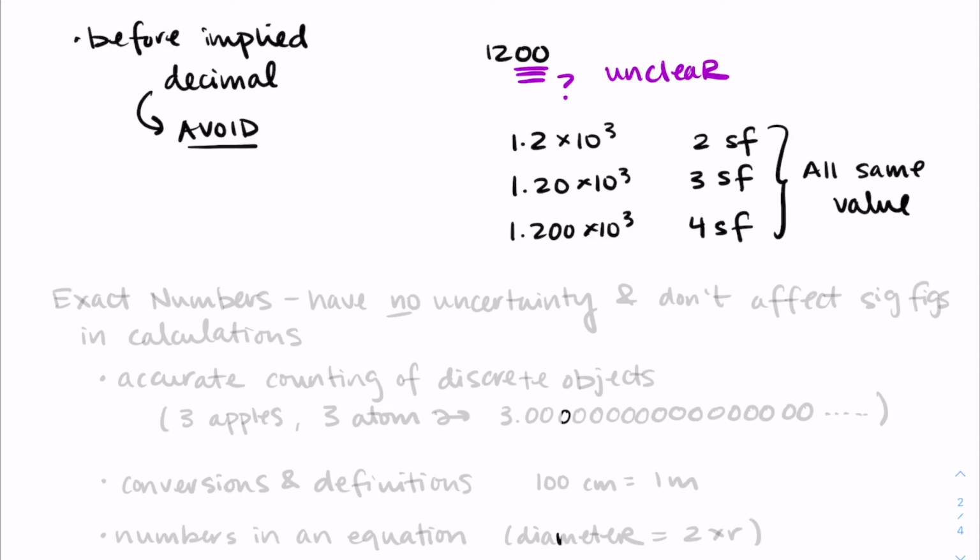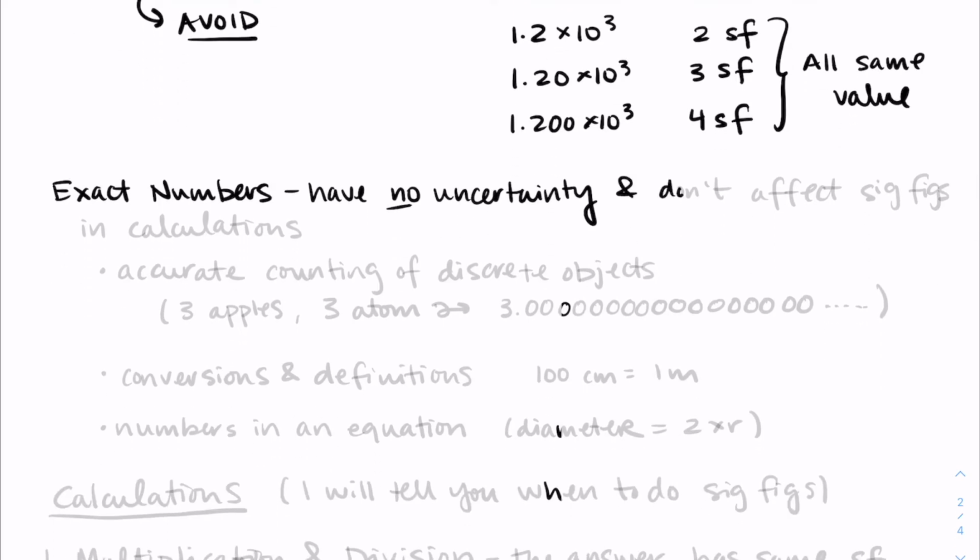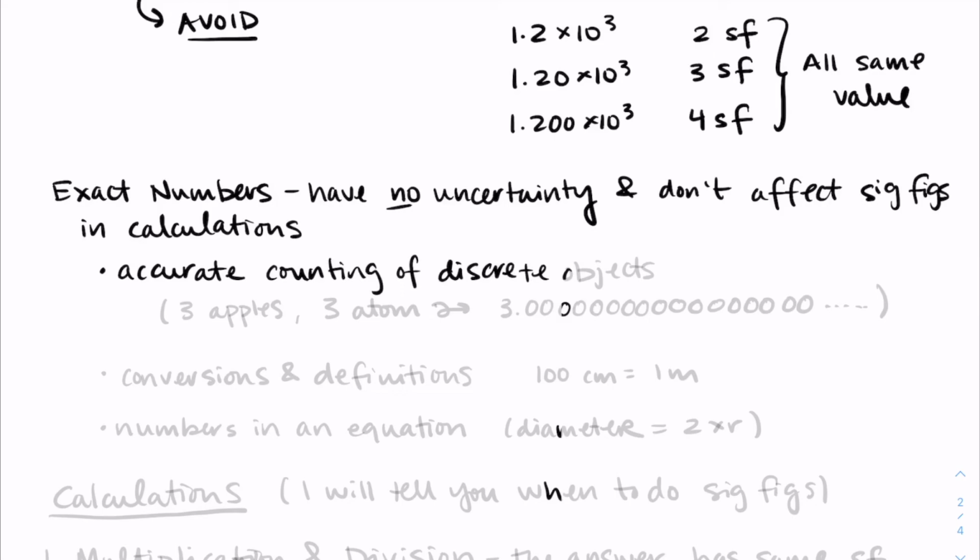We will also sometimes encounter exact numbers. So these are numbers that have no uncertainty, and because there's no uncertainty, they don't affect significant figures in calculations. This will usually come up when you are counting discrete objects. So if I say that I have 3 apples, and especially something like an apple, this macroscopic thing, you can tell whether or not that apple is whole. There's no uncertainty about whether I have slightly more or slightly less than 3 apples, if they all appear to be whole.